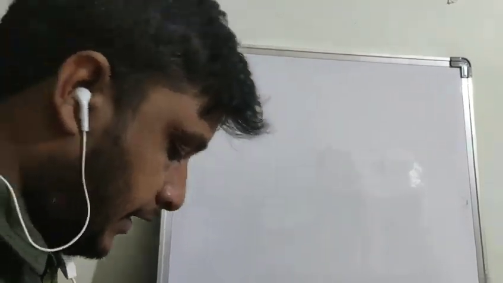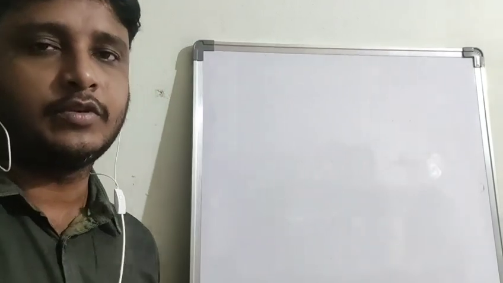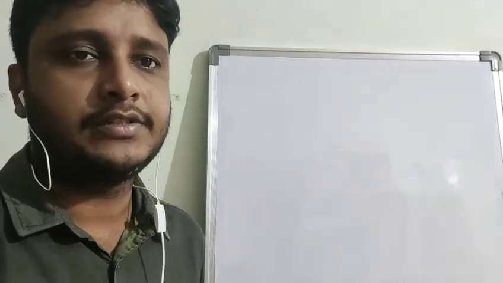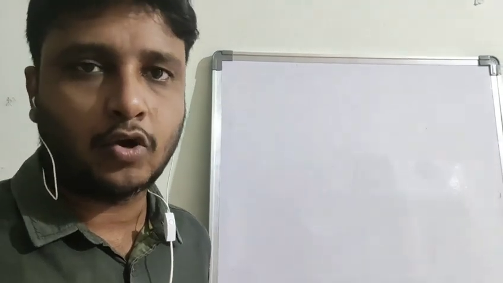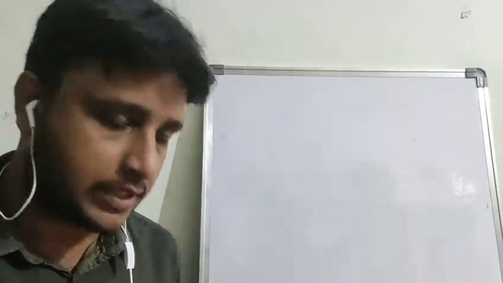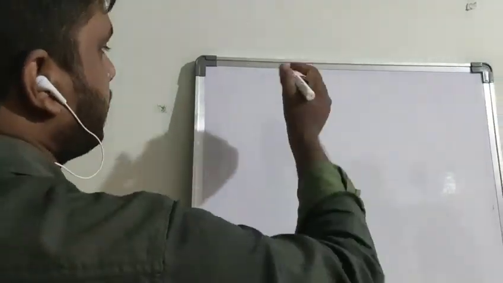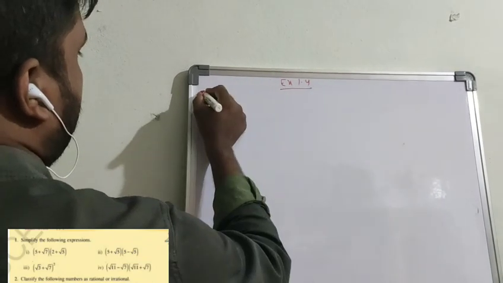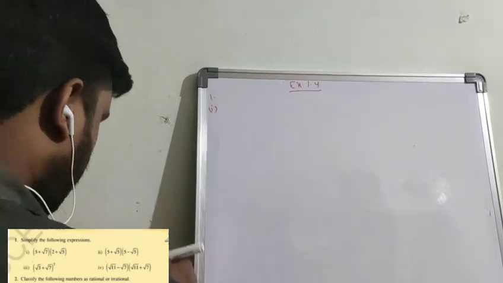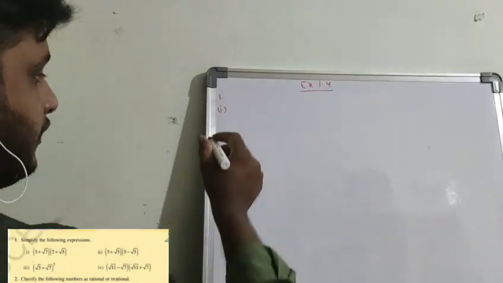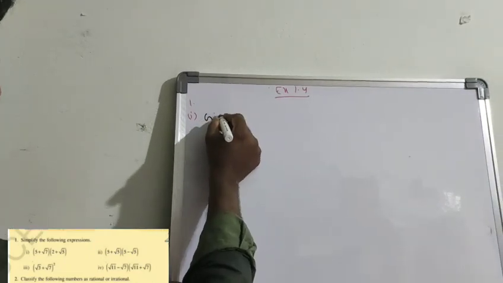Now, in exercise 1.4, we have some important questions. In these questions, for each model, I will explain one or two questions, and the remaining questions we have to do as homework. So, in exercise 1.4, the first question, first bit. What is the question? Simplify the following expressions.